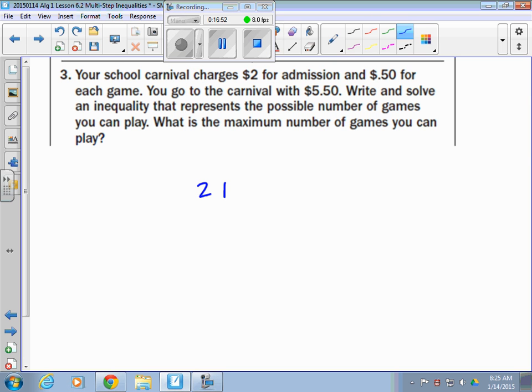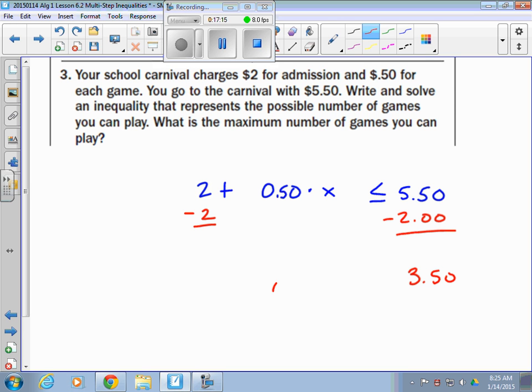$2 plus 50 cents per game times x has to be less than or equal to $5.50. There's your inequality. Undo plus 2 by subtracting it. That's $2. It looks like this. So that leaves you with $3.50. You have 50 cents times x has to be less than or equal to that. Divide by 50 cents. Do it here.